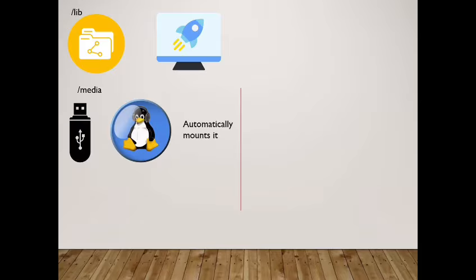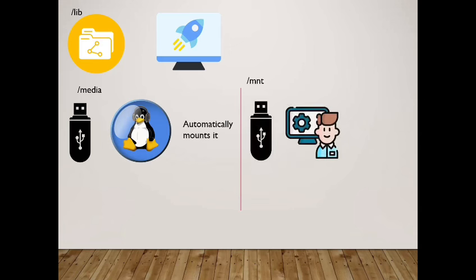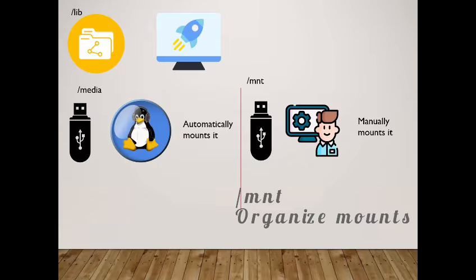The mnt (mount) directory in Linux is a generic mount point, a place where you can manually attach or mount external file systems like USB drives, network shares, or ISO images. Unlike media, which is used for automatically mounted removable devices, mnt is typically used by system administrators for manual mounting. You can create subdirectories inside mnt to organize mounts. Example, you can create a backup folder inside mnt, or an ISO folder inside mnt, or an NFS folder inside mnt.